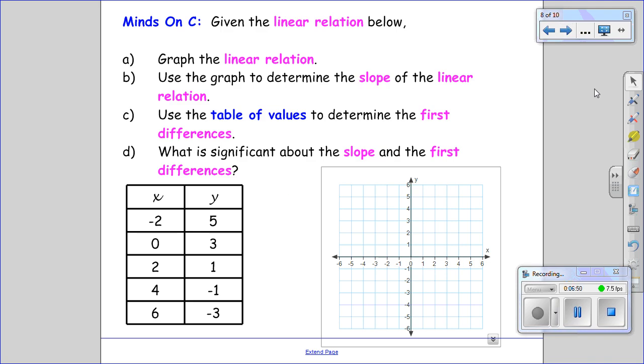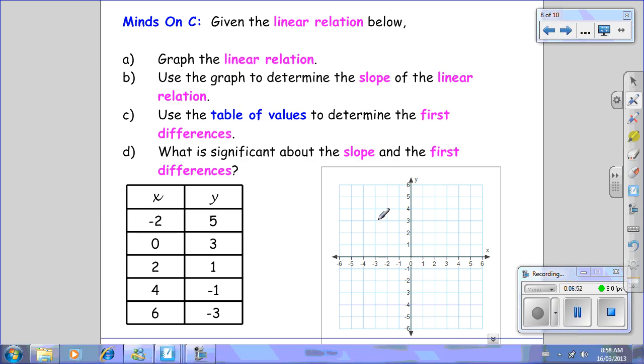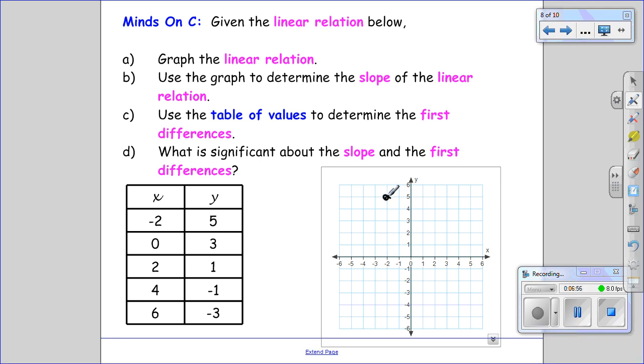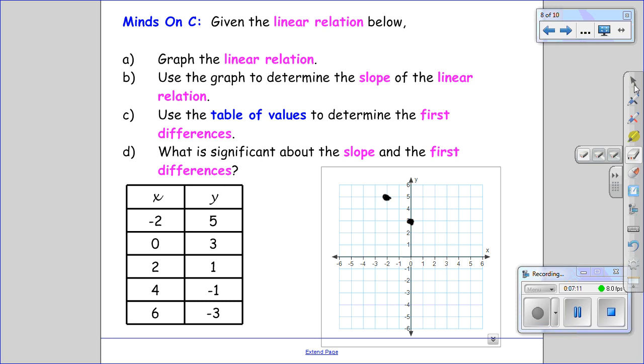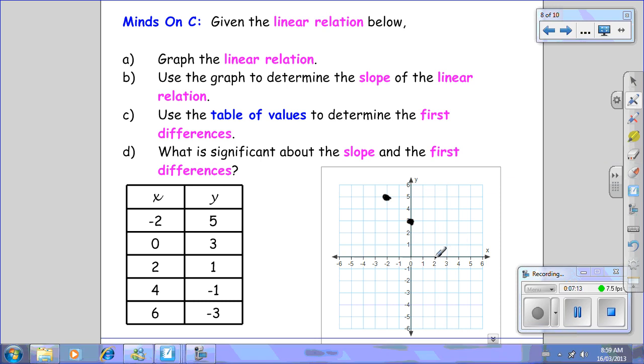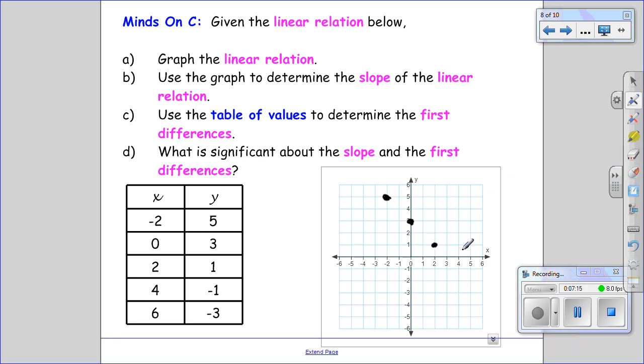So again, we're going to graph this linear relation. So I need to grab a pen. -2, 5. I go left 2, up 5. X is 0, so I don't move up or down. 3, 2, and -1, 4 and negative, oh, there's a typo. 4 and, that's not the right spot. It's not a typo, it's me reading my points wrong. So that point was 2 and 1, and then 4 and -1, and 6 and -3.